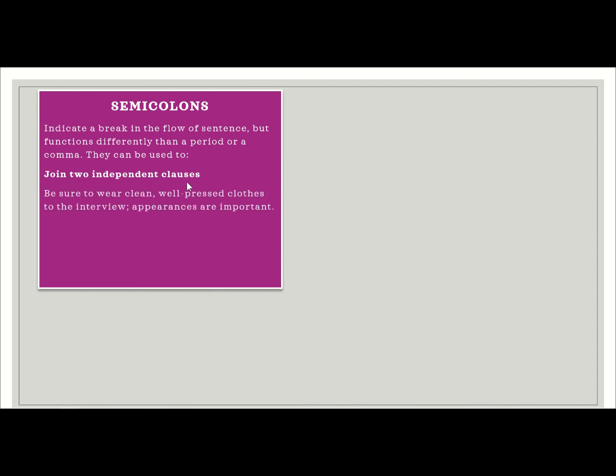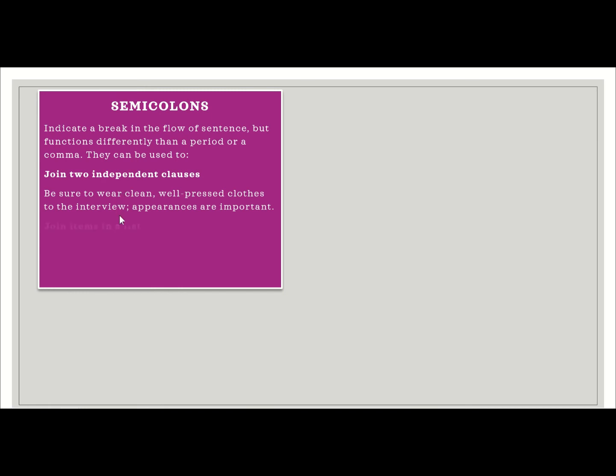Be sure to wear clean, well-pressed clothes to the interview. This is the sign of the semicolon. Appearances are important. The sentence consists of two different clauses. Both are independent clauses. And how to combine it? It combined with semicolons. The semicolon shows the connection, the relationship between first clause and the second clause. Be sure to wear clean, well-pressed clothes to the interview because appearances are important.